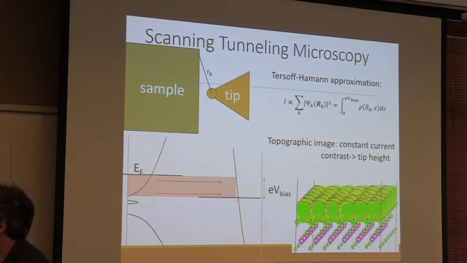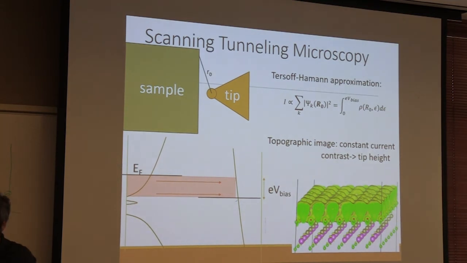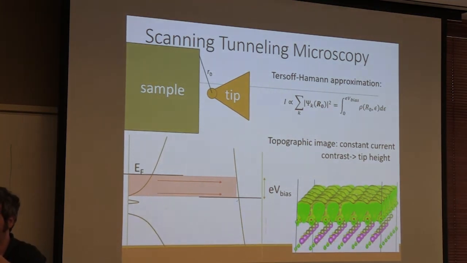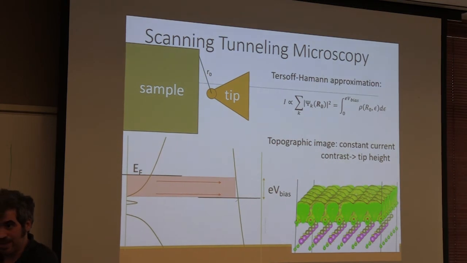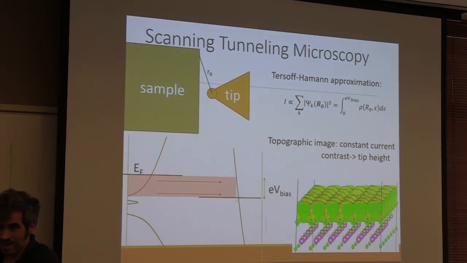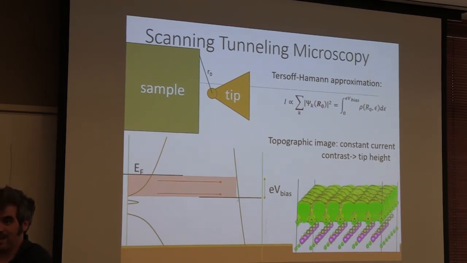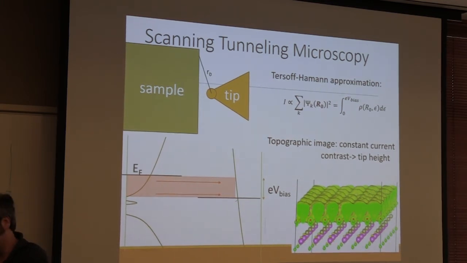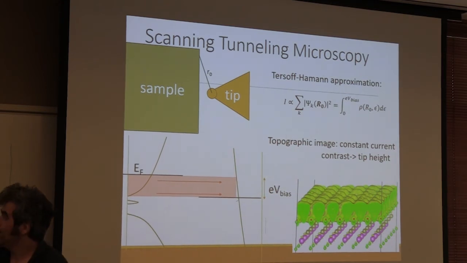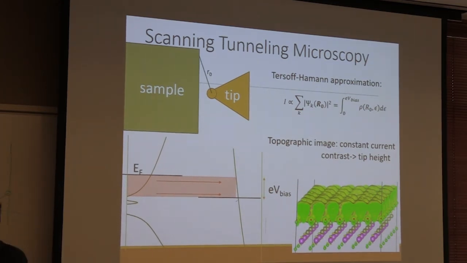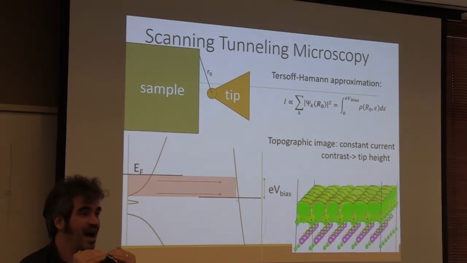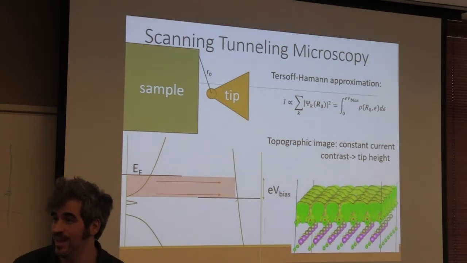In constant current mode, they have a fixed set current. They say at this current, stop. So they can move this tip and get closer and closer to the sample until they hit that current. Then they move over a little bit and adjust the height of the tip until they get the same current. Then they move it over a little bit and adjust again. So they go through this large scale area, adjusting the height of their tip to keep a constant current. And what they're actually plotting is the height of their tip. That's what the color is in that image.